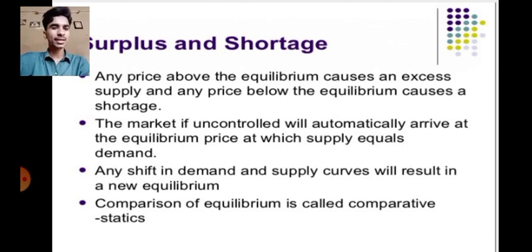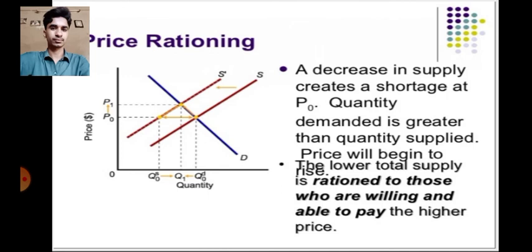Any shift in demand and supply curves will result in a new equilibrium. Comparison of equilibria is called comparative statics. Price rationing: a decrease in supply creates a shortage at the original price. Quantity demanded is greater than quantity supplied. Price will begin to rise, and the lower total supply is rationed to those who are willing and able to pay the higher price.